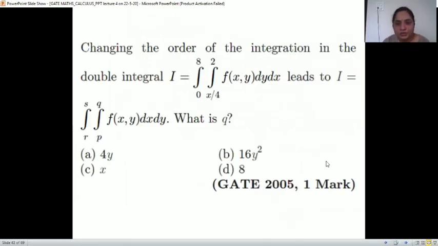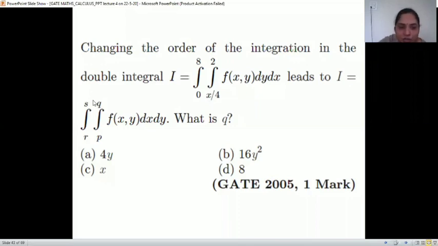This is for you. Solve and give me the answer. Take some time. Changing the order of integration. You have to change the order. It is the same problem. After changing, I is this RSPQ. Then what is Q? What is this limit Q after changing? Just tell me this.